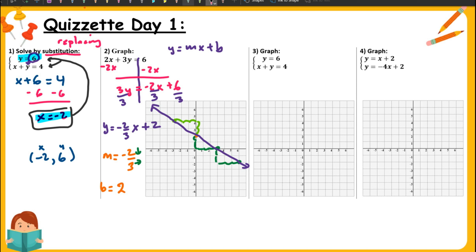Number 3. So as you see, that number 3 is similar like number 1. So all we have to do is graph it. So we solve the same problem with graphing and substitution. So right now, let's do graphing.